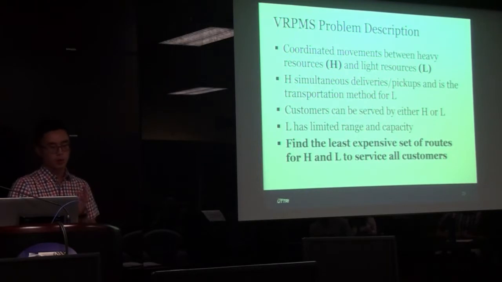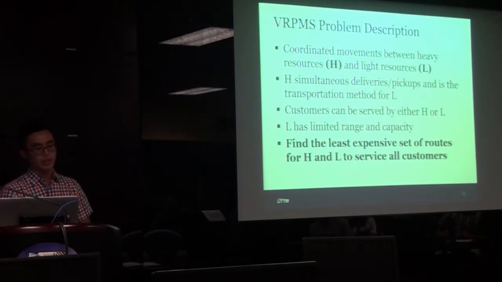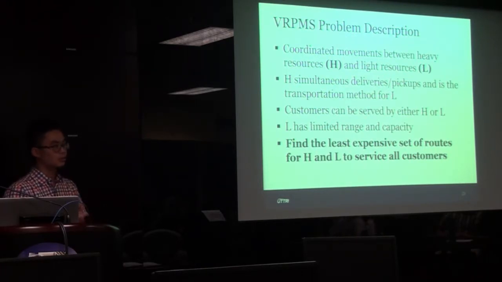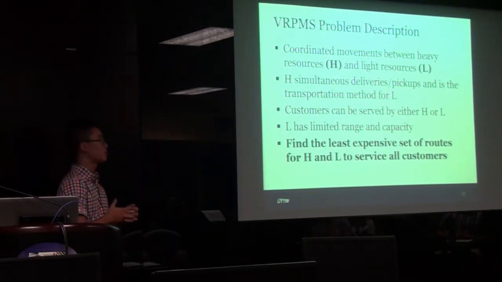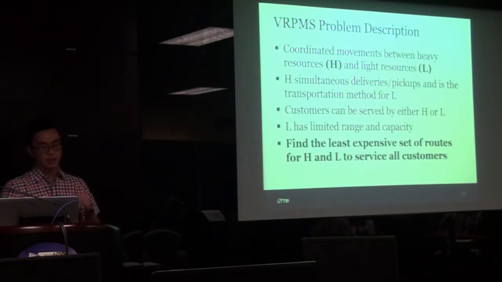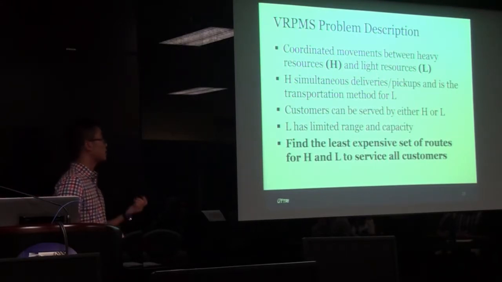So this is the formal description of my problem. So we have a heavy resource, which we label H, and a light resource, which can be drones or all the things I talked about, and we want to coordinate their movement. And what's special about the way I describe this problem is that we allow the heavy resource to simultaneously deliver and pick up, and it's a transportation method for the light resource.